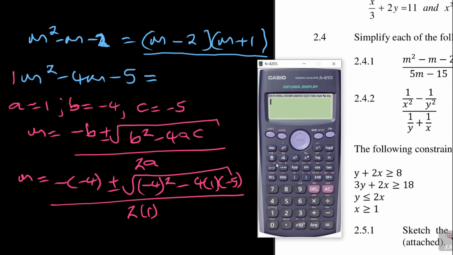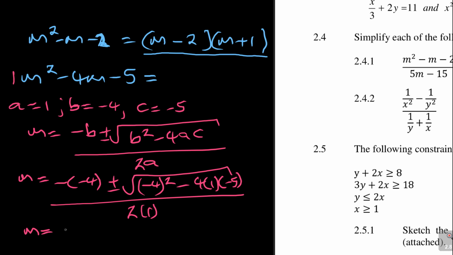So if I come here and say minus bracket negative 4, and then I've got plus square root of bracket negative 4 squared minus 4, my a is 1, my c is negative 5, right? Then all over 2, and then bracket is 1. So I'm going to get two answers there. m is equal to 5, so remember that. Let's say you're solving for it, put a negative, and m is equal to minus 1. So it gives me m is equal to 5 and m is equal to minus 1.